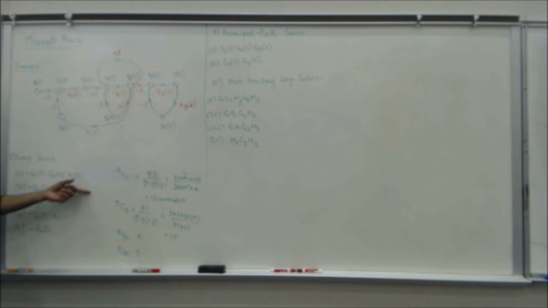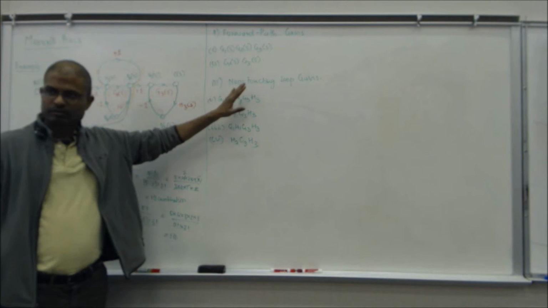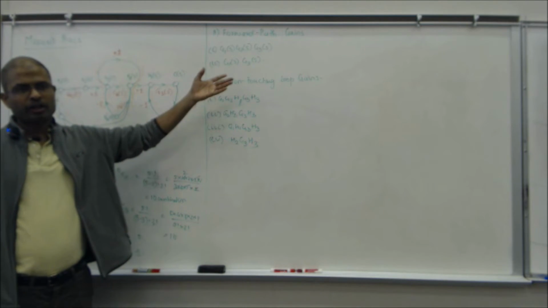So non-touching loop gains, the way you look at it is, non-touching loop gains taken 2 at a time, taken 3 at a time, taken 4 at a time, and taken 5 at a time. All right, let's just take a look at the definitions for these ones, okay? And we'll do a simpler problem. Is that okay? You understand non-touching loop gains? You might miss one. Yes, you might miss one.